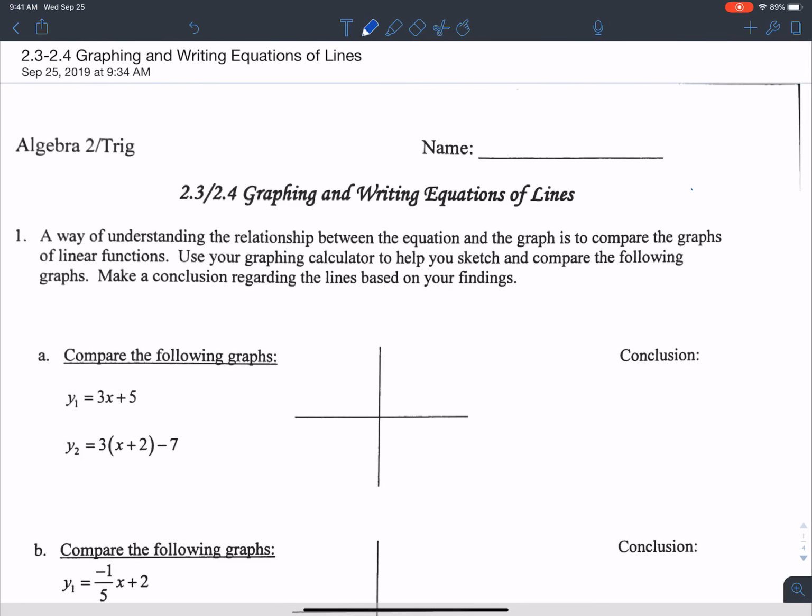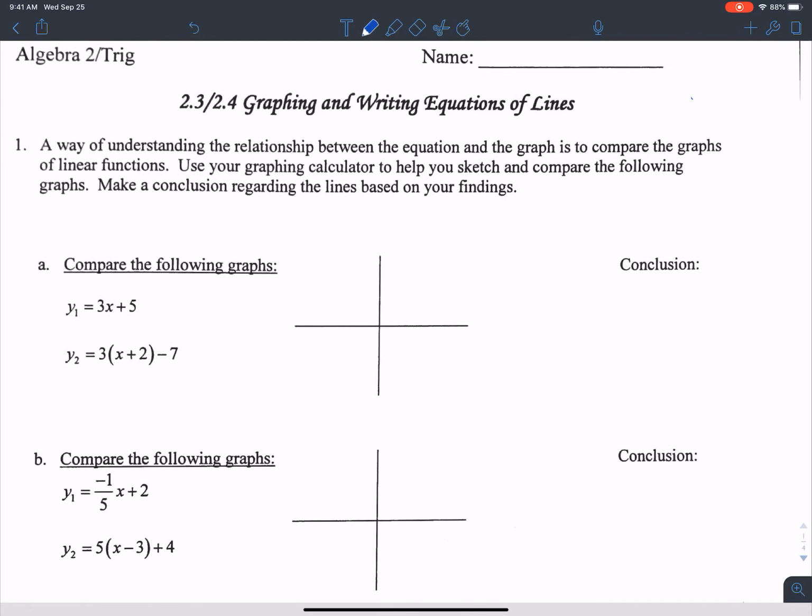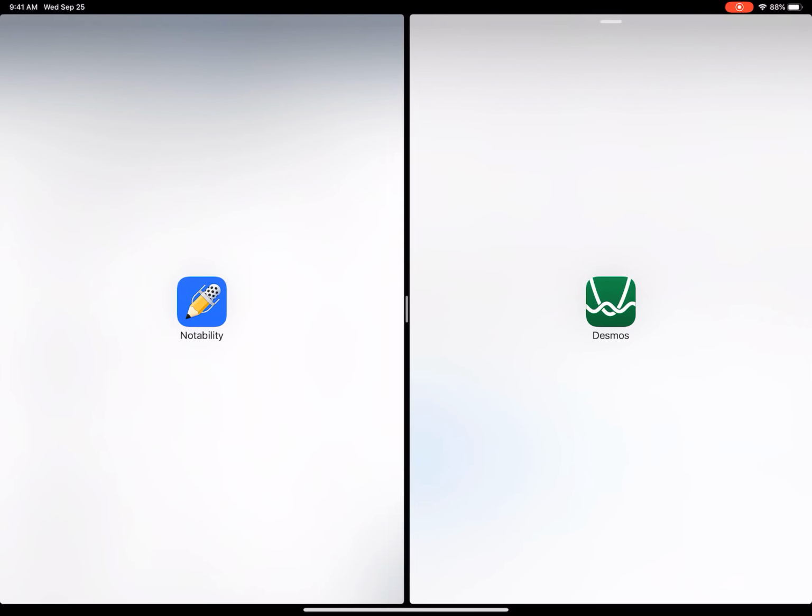All right, so we're going to go over sections 2.3 and 2.4, graphing and writing equations of lines, which is a nice little review, and then we'll touch base on some important things that we hope you remember. So the first thing, obviously, number 1 says we need to use our graphing calculator to sketch and compare graphs and make conclusions along the way. So I'm just going to use Desmos here. I have these graphs pre-written, so I'm just going to pull them up as we do that.